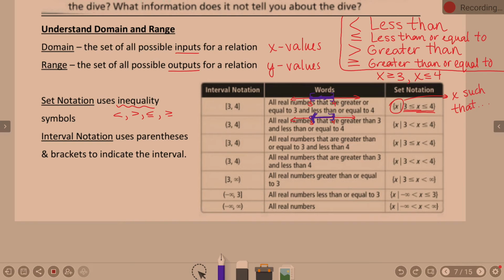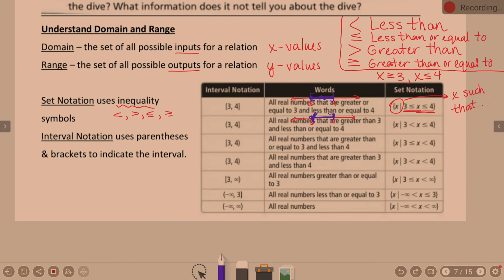So what's different here? All real numbers that are greater than or equal to 3 and less than 4. It's just a matter of where the equal to sign is, right? That interval is still 3 to 4. The bracket is with the equal sign. Parenthesis is with the non-equal sign. This one here, neither of the pieces are equal, so all real numbers that are greater than 3, less than 4. So the interval is 3 to 4.